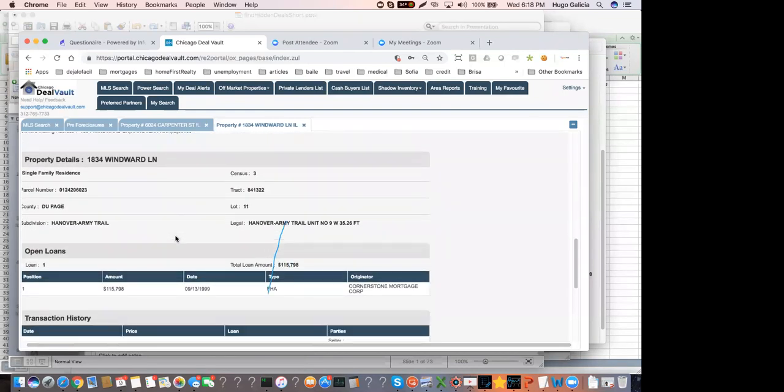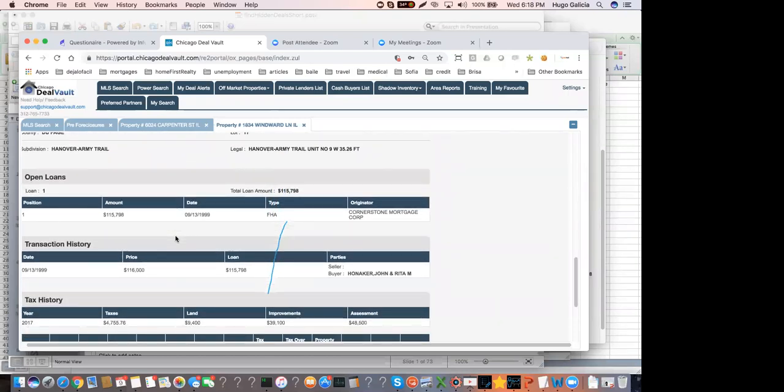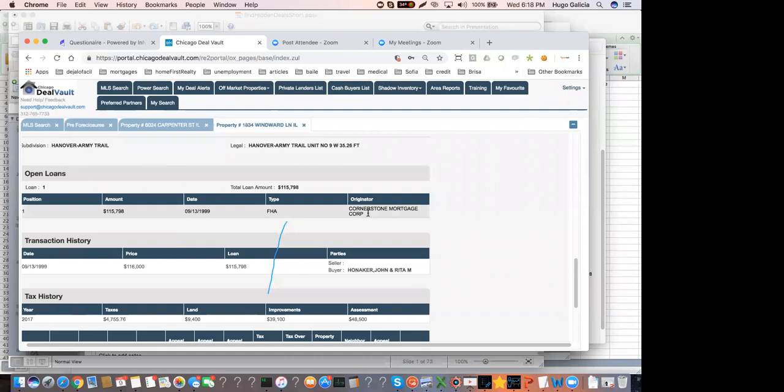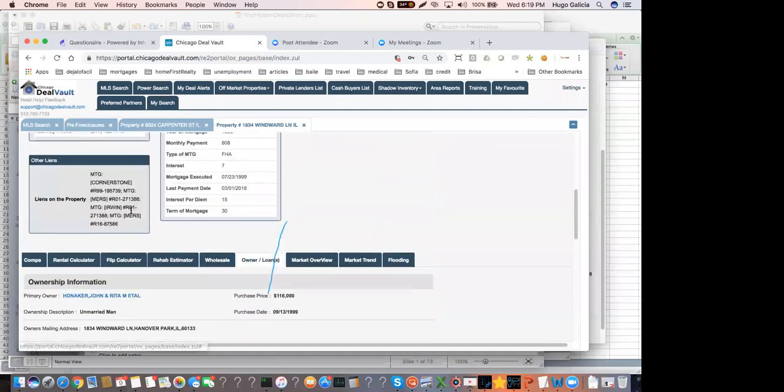Okay, so I'm going to scroll down, and this is the most accurate information when it comes to the mortgages. So there's a position number one, so that's a lien with a position number one. Obviously, it's a mortgage for 115,000. So as you can see, the date of the mortgage was back in 1999, so almost in 2000. So this is an FHA loan that was issued about 18 years ago. So that is why this lien, it might not be valid, okay?